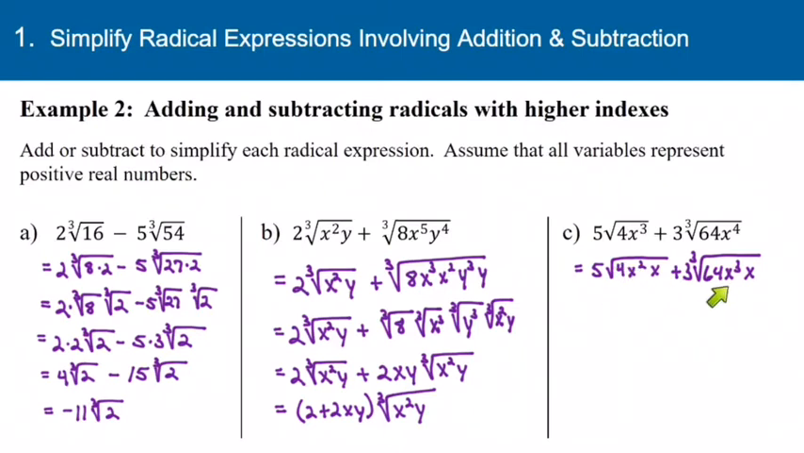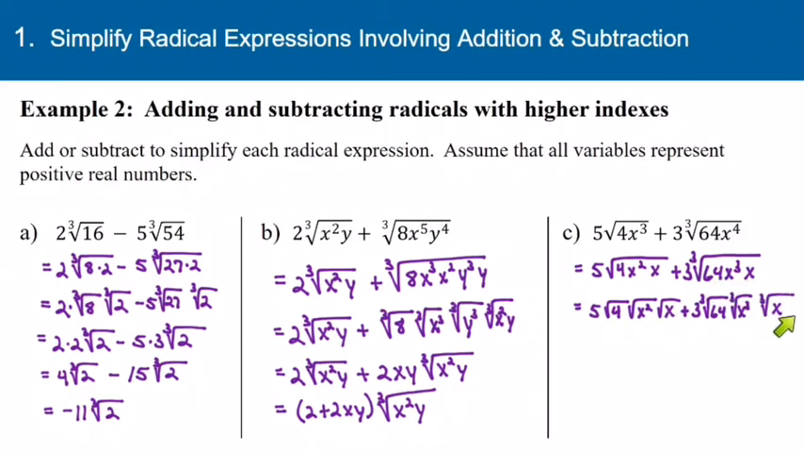Now let's use our product rule for radicals, again, to split these up into separate radicals. So we'll have 5 times the square root of 4 times the square root of x squared times the square root of x, plus 3 times the cube root of 64, which you know 64 is a perfect cube, so that's fine, and then times the cube root of x to the third times the cube root of x.